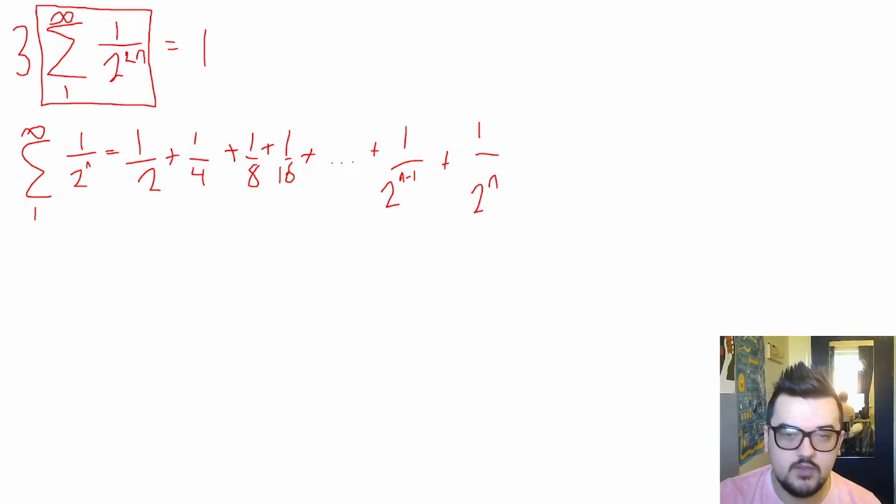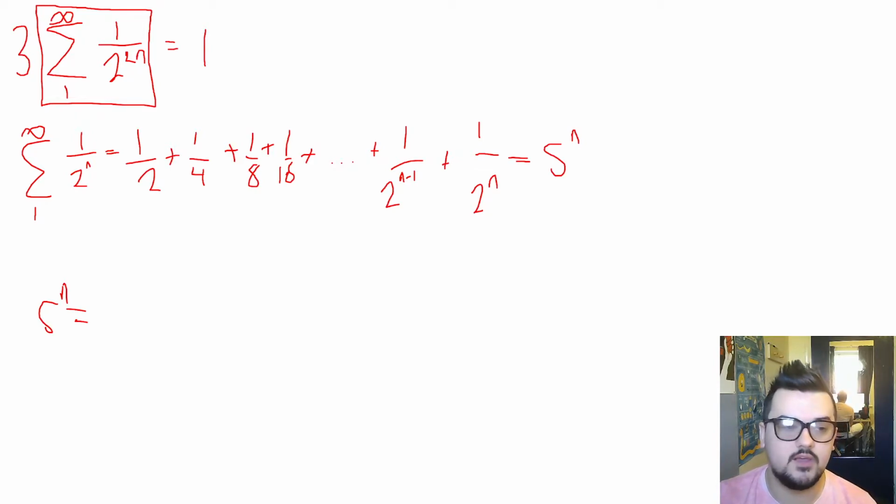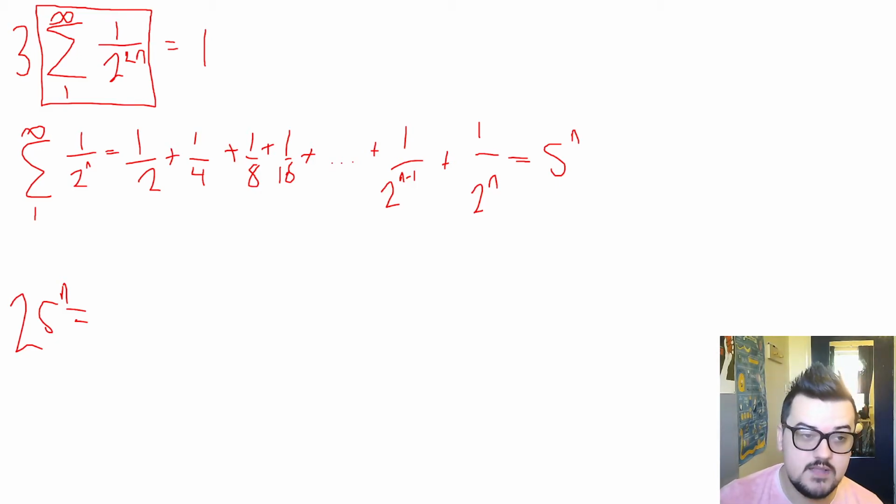So what we're going to do now is give this a name. Let's call it Sn. We're calling it the sum of all the n terms, so Sn equals all of this. Now we're going to multiply this by 2. Anything we do to the left, we've got to do to the right. So 1/2 multiplied by 2 is 1, and 1/4 multiplied by 2 is 1/2.